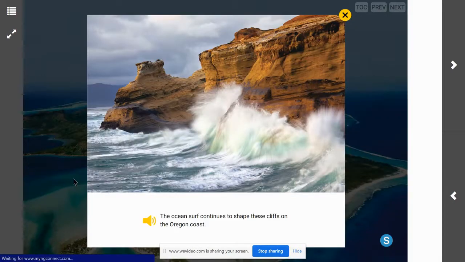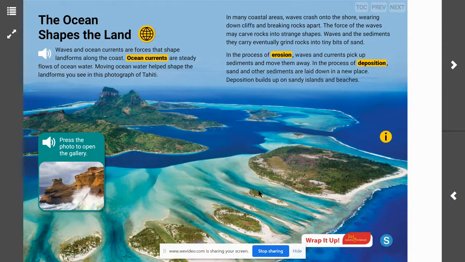In this image, we can see the ocean surf continues to shape these cliffs on the Oregon coast. So which spheres can we infer are interacting here? The hydrosphere, which is the ocean water, and the geosphere, the rocky cliffs. In both our picture of the Oregon coast and Tahiti, we can see the wind in the atmosphere is causing waves in the water. So we can identify all four spheres interacting in this scenario.